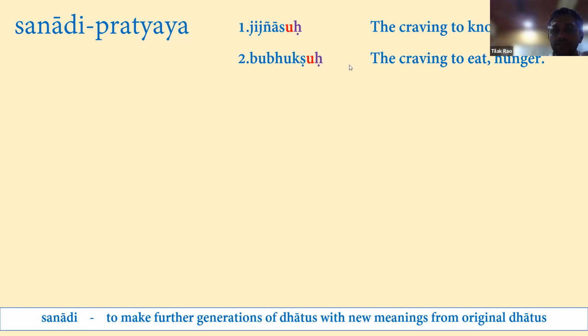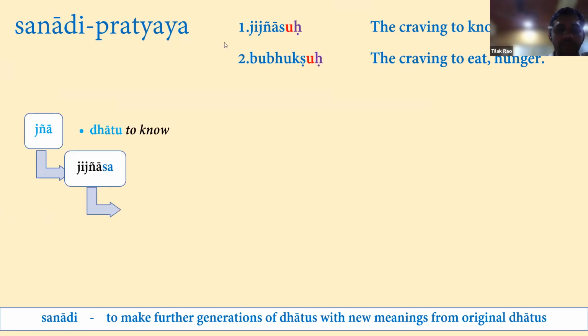I will show another example. There are two examples, jijnasuhu and bubukshuhu. There is a dhatu, that is jna. For example, in jnana, the same dhatu is there, jna. And the sanadi pratyaya, instead of krit, in this example, sanadi pratyaya is added to a dhatu. By adding sanadi pratyaya to a dhatu, the sanadi pratyaya adds new meaning to this original dhatu.